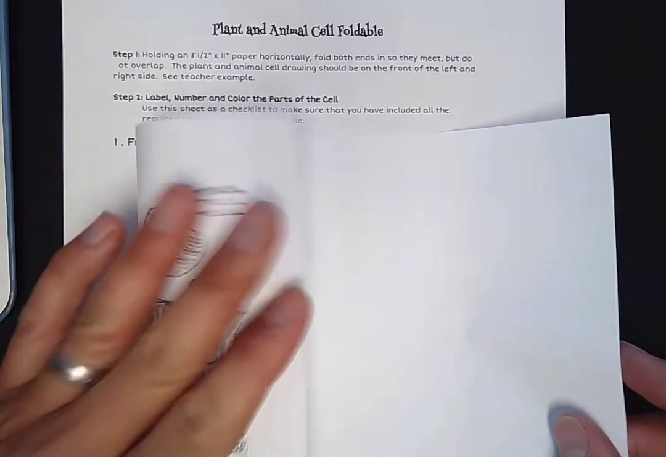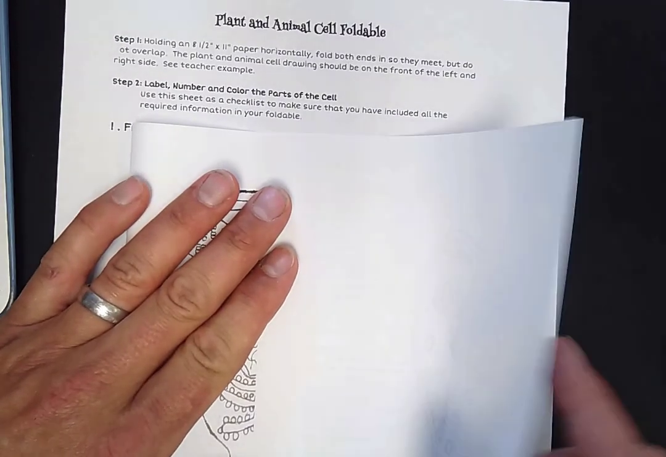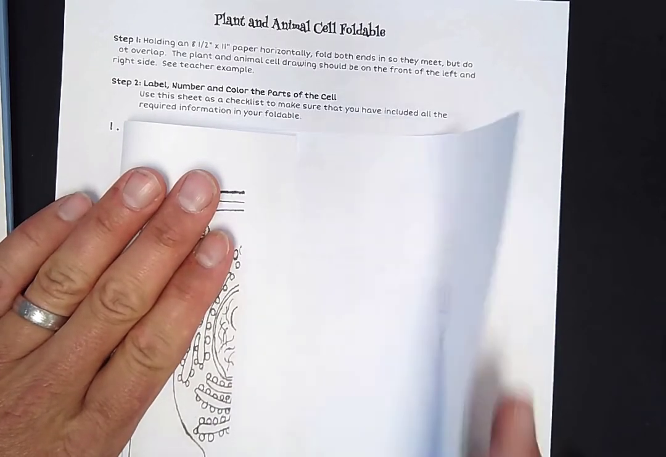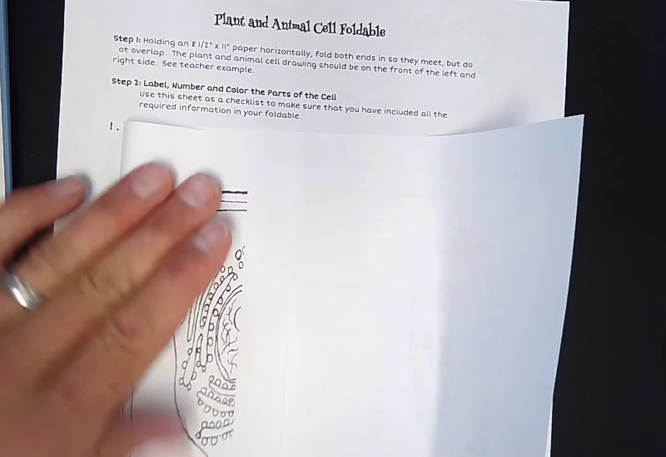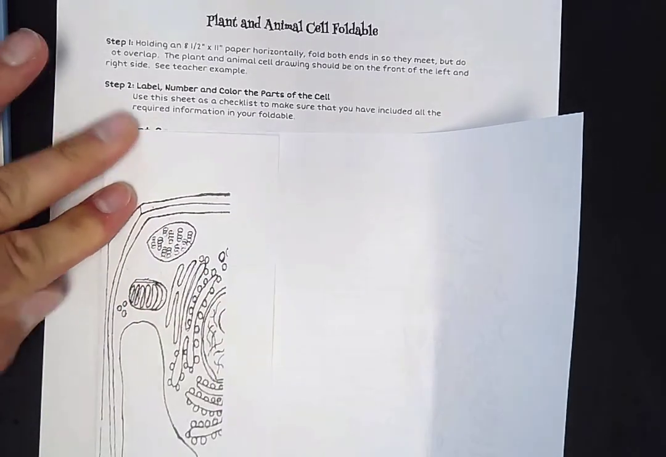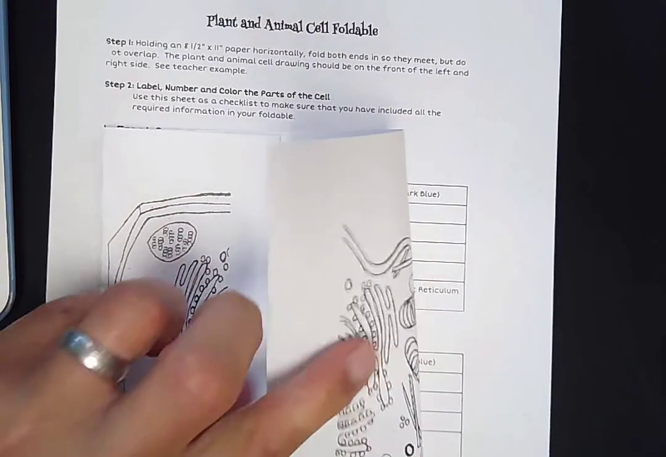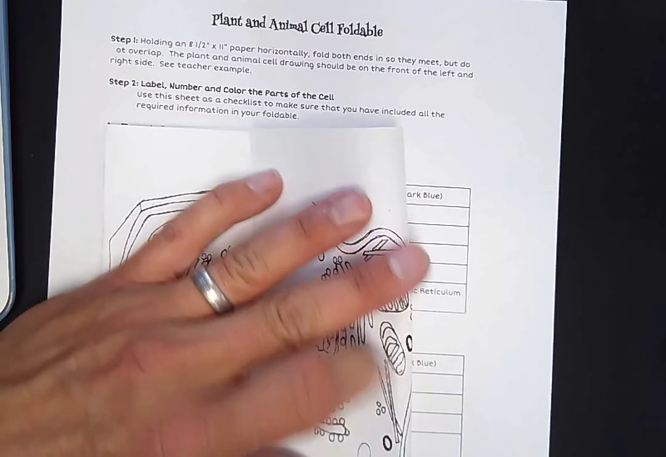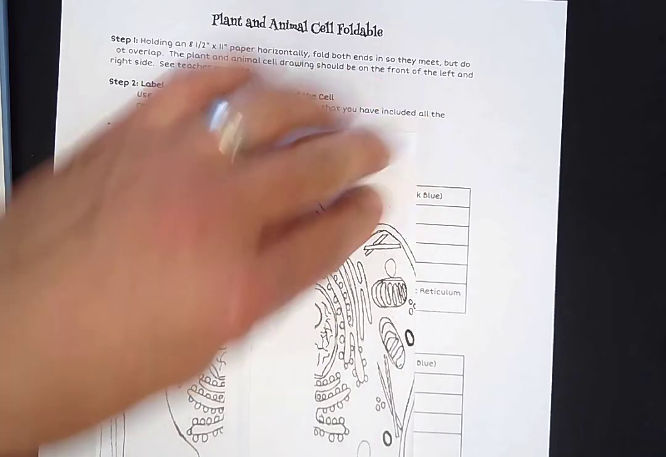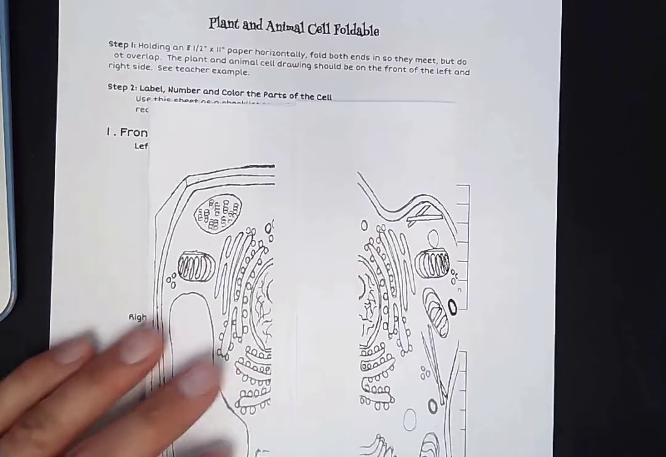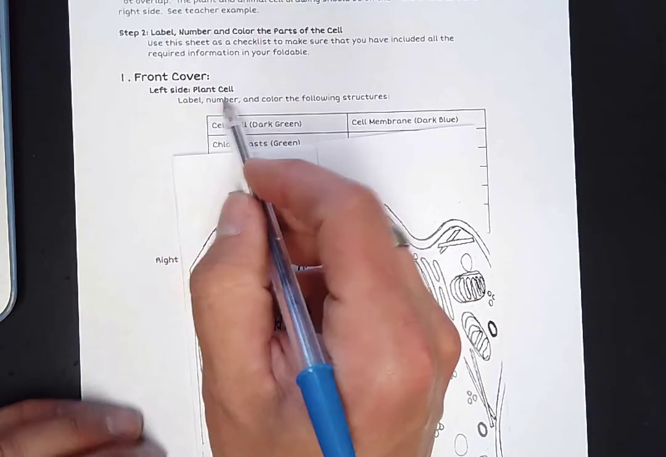We are going to fold the sides in, as you can see, so they meet, but do not overlap. And really what you want to do is make sure that the side of that is not being bent. Do the same on this side. So the plant cell is right there. It's okay if they overlap just a little bit. That's fine. Okay. So as you can see here, front left side is the plant.